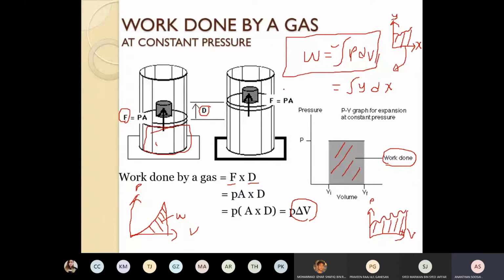So the new formula for work done by an expanding gas is P times change in volume. If there is a change in volume, there is work done by the gas. If the volume of the gas does not change, no work is done by the gas. Any problem in this slide? Understand? Work done by gas is P times change in volume.